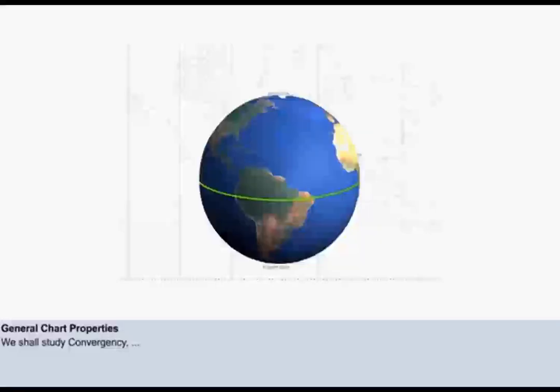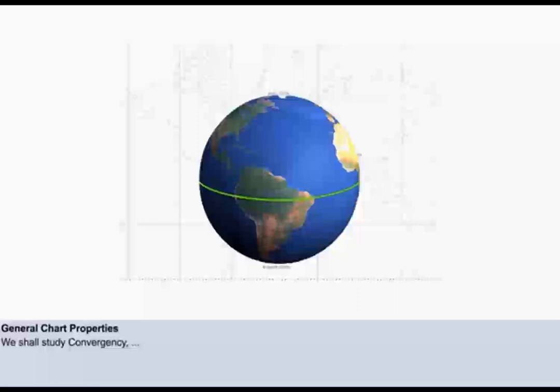This lesson is on convergency. We shall shortly start to look at maps and charts and try to understand why certain projections are better suited for some applications and other projections are better suited to other applications. We now need to go back to slightly more theoretical studies in order for you to understand some of the concepts we shall need to look at when comparing projections.